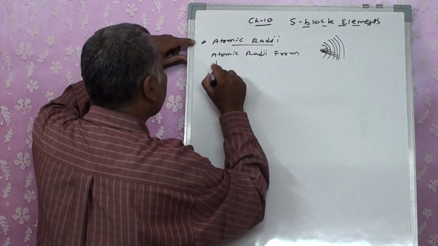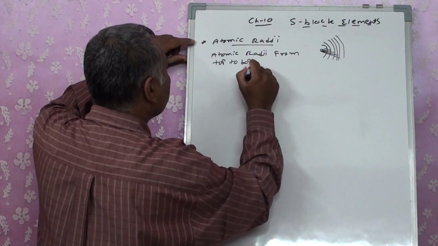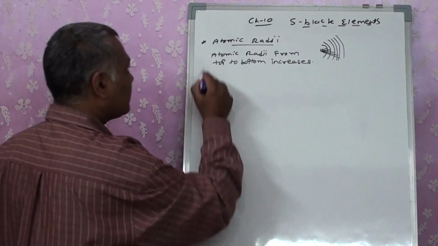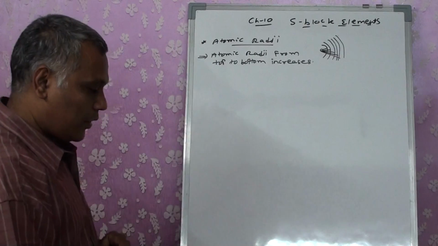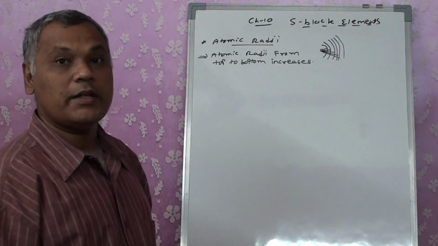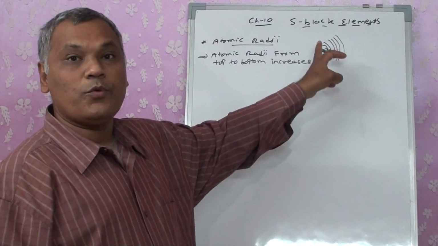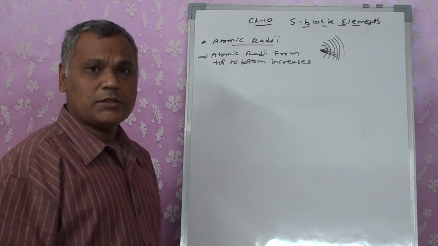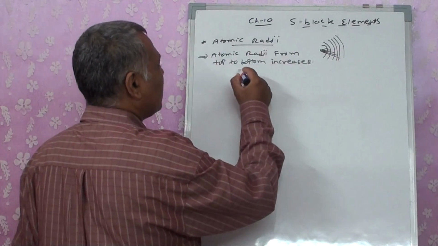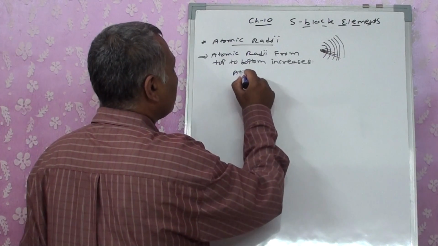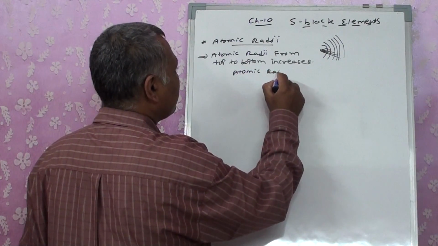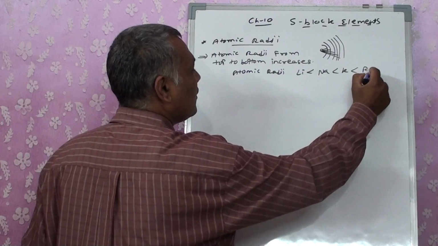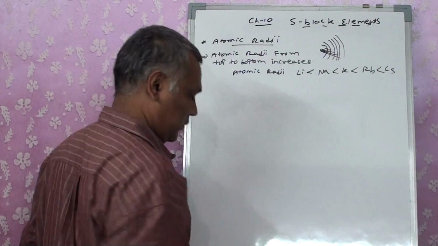from top to bottom increases. Atomic radii of an element from top to bottom, we are going to get an increase. The reason is, as we move from 1s2, 2s2, 3s2, we are going to get the distance to be more. So you can say that atomic radii increases: Li, Na, K, Rb, Cs.